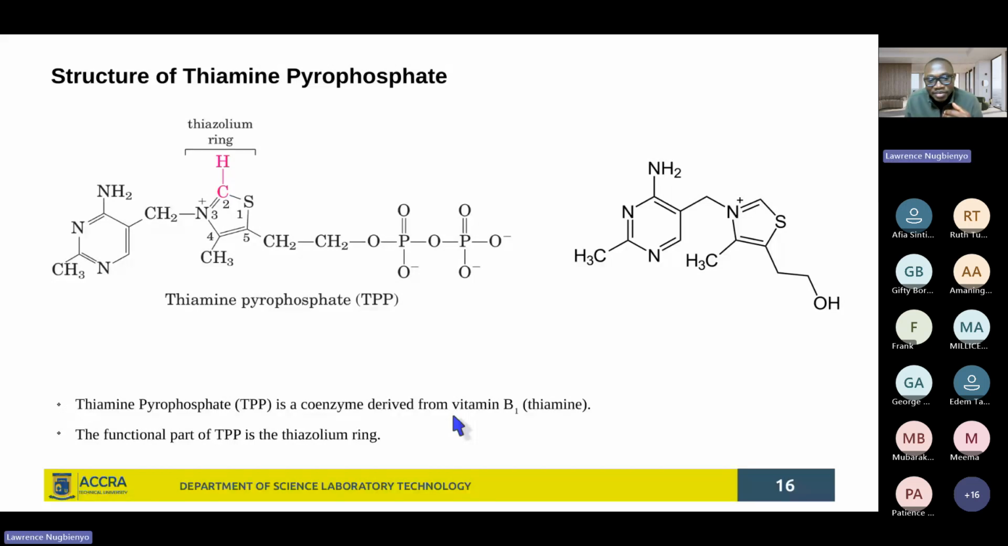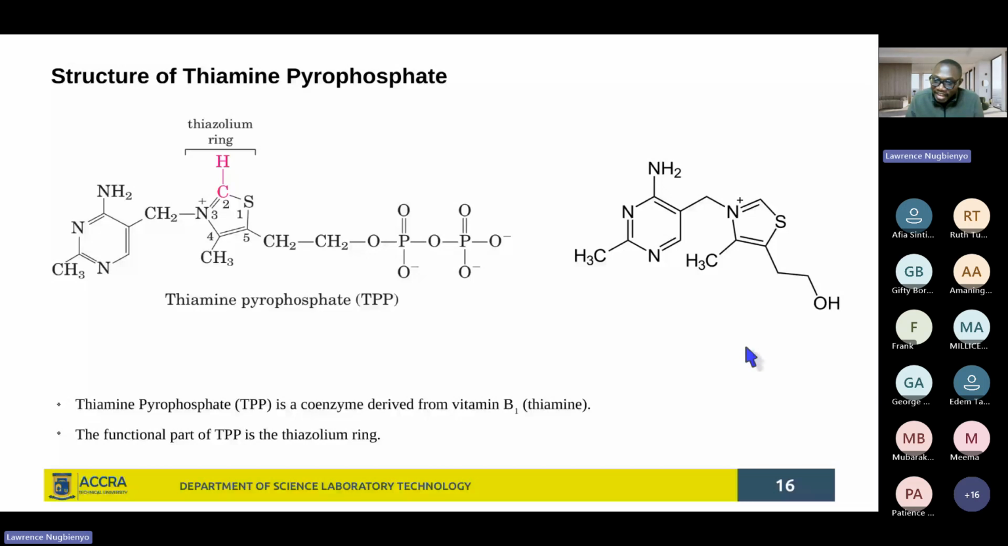Now, we said thiamine pyrophosphate is the active form of vitamin B1, that is thiamine. On the right-hand side, we see the structure of thiamine. So that is vitamin B1. You see at the end of the vitamin B1 structure, we see a hydroxyl group. There's a hydroxyl group at the end.